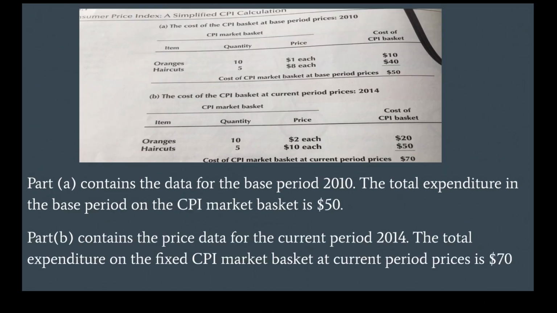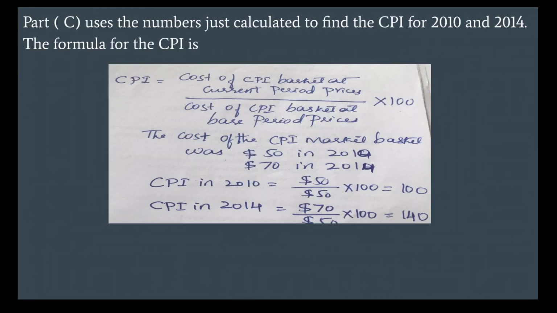Part A contains the data for the base period 2010. The total expenditure in the base period on the CPI market basket is $50. Part B contains the price data for the current period 2014. The total expenditure on the fixed CPI market basket at current period prices is $70. Part C uses the numbers just calculated to find the CPI for 2010 and 2014.